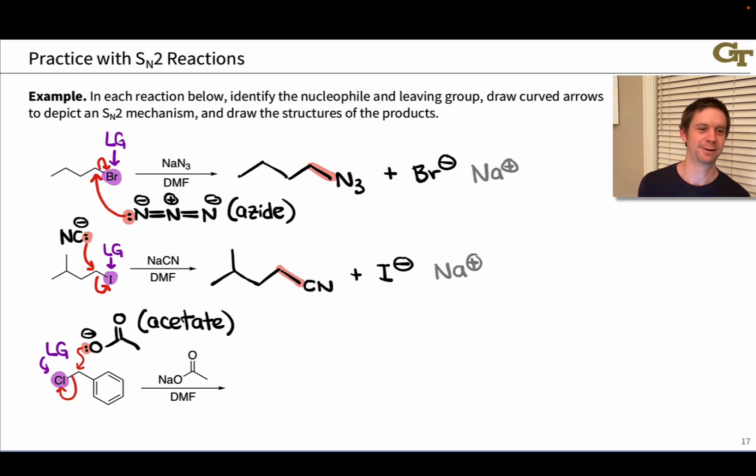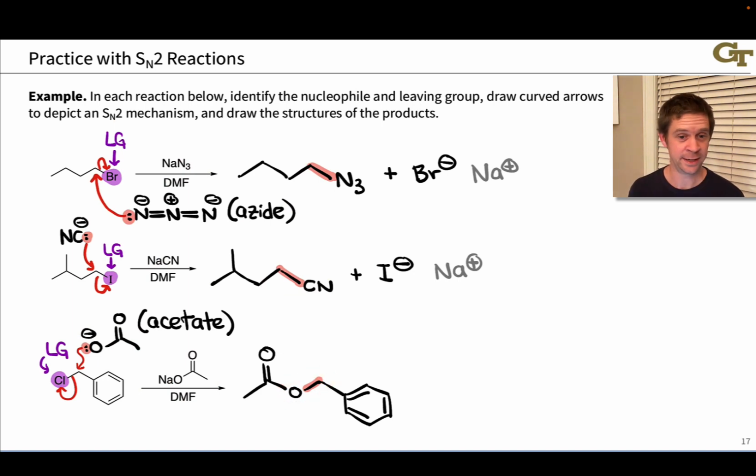You're probably sick of hearing me say this by now. The product now will be a substituted carboxylate, where we have a new carbon-oxygen bond right here made from the non-bonding pair of electrons on the oxygen in acetate, the nucleophile, to the electrophilic carbon in the benzyl chloride. The byproduct here is Na+, a spectator ion through the whole thing, and Cl-, the conjugate base of the leaving group.